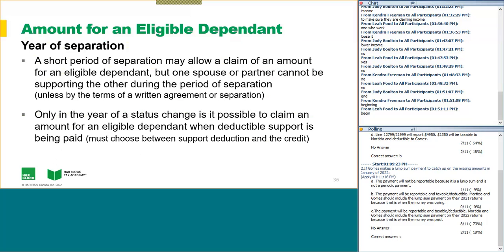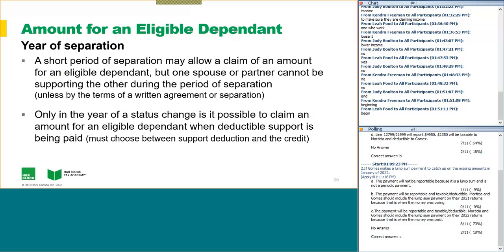Okay. Amount for elder dependent separation. A short period of separation might allow a claim for an elder dependent, but they can't be supporting each other unless it's by a written agreement, which usually doesn't happen. If you break up temporarily with someone, you usually don't put in writing what the agreement is going to be and have fixed and periodic payments and all that stuff. So if you don't put anything in writing when you leave the house and you're still helping with the bills, you're not going to have an elder dependent. That's what usually happens. Okay.